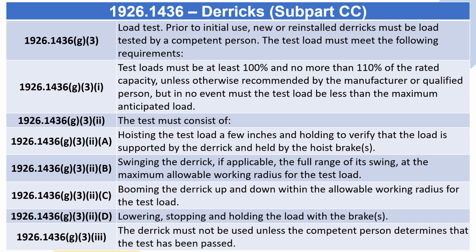1926.1436(g)(3)(ii): The test must consist of 1926.1436(g)(3)(ii)(A) through (D): Hoisting the test load a few inches and holding to verify that the load is supported by the derrick and held by the hoist brakes. Swinging the derrick, if applicable, the full range of its swing, at the maximum allowable working radius for the test load. Booming the derrick up and down within the allowable working radius for the test load. Lowering, stopping, and holding the load with the brakes. 1926.1436(g)(3)(iii): The derrick must not be used unless the competent person determines that the test has been passed.